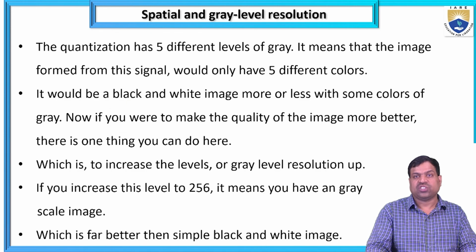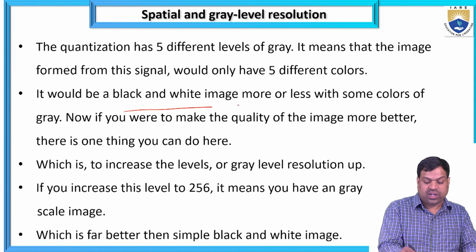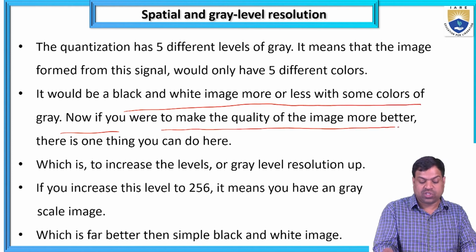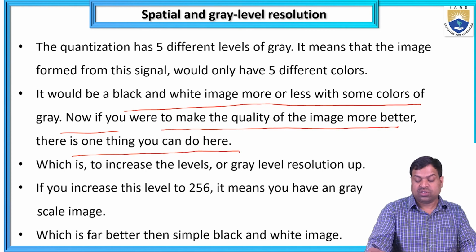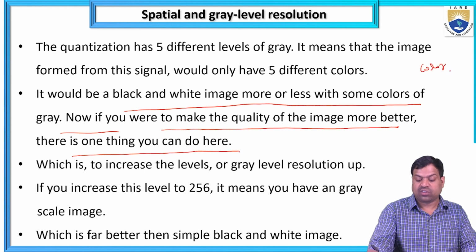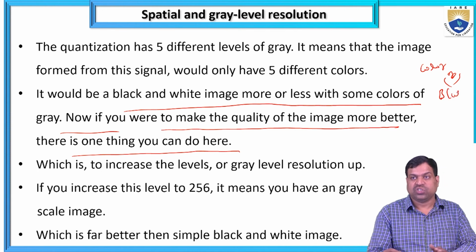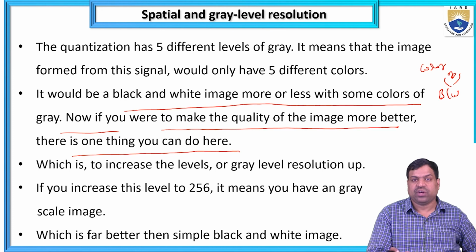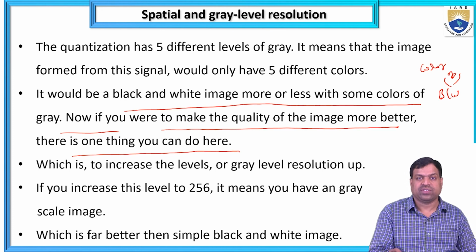Okay, so here I am taking 5 different quantization levels. What do the 5 different levels mean? If I take black and white, the colors are more or less the same shades of gray. Now we have to make the quality of the image better, and there is one thing we can do. Whether we choose a color image or black and white, we go for gray levels, and the gray levels will change. If I take color, there are different gray levels, and if I take black and white, there are different gray levels as well.